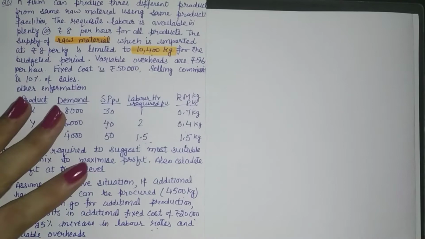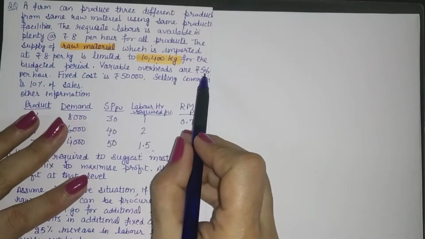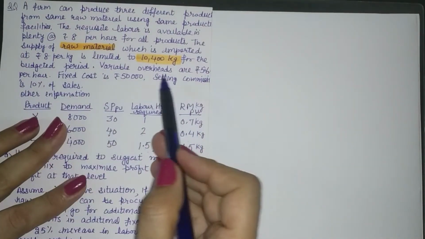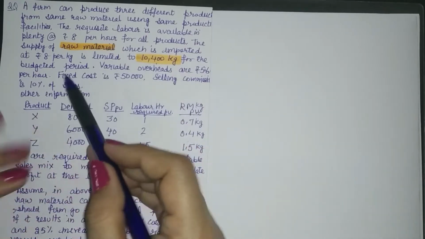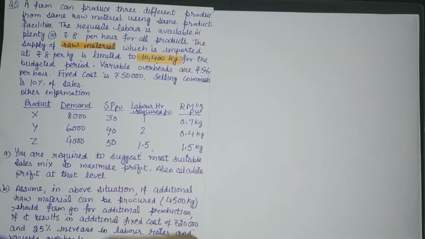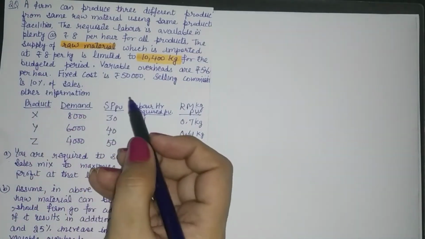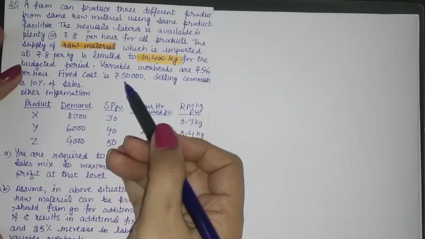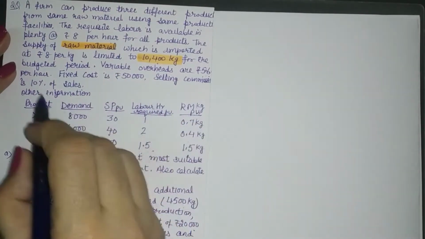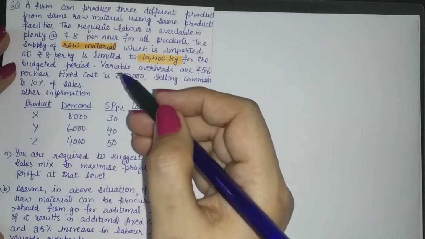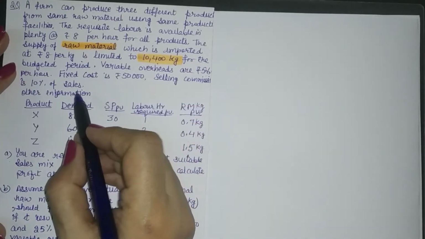For the budgeted period, variable overheads are 5.6 rupees per hour. So rate of variable overheads is based on per hour. So how many hours you use in the production, accordingly variable overheads will be calculated. Fixed cost is 50,000. Selling commission is 10% of sale. That means it is also based on sale. So it's a variable cost.